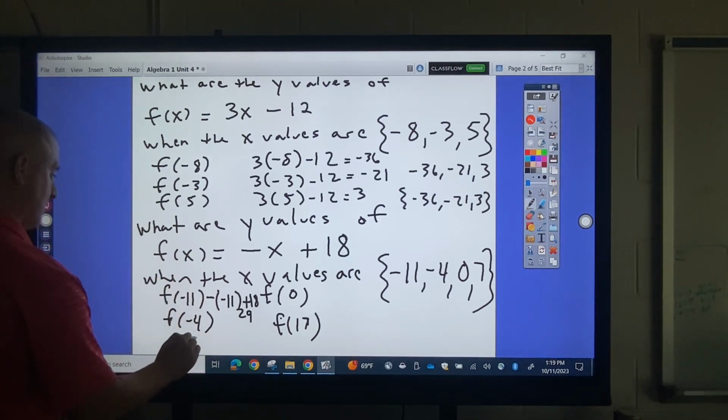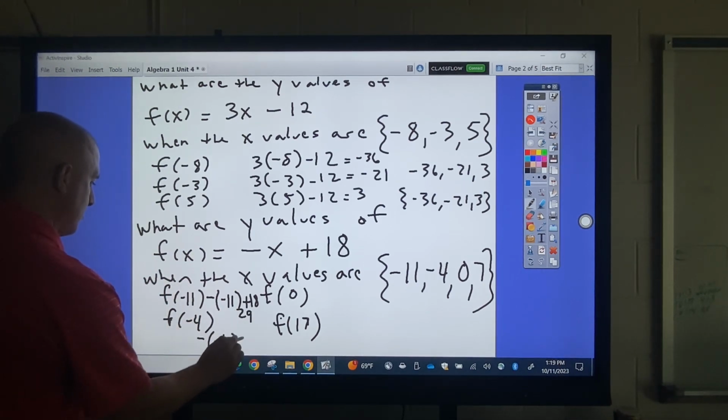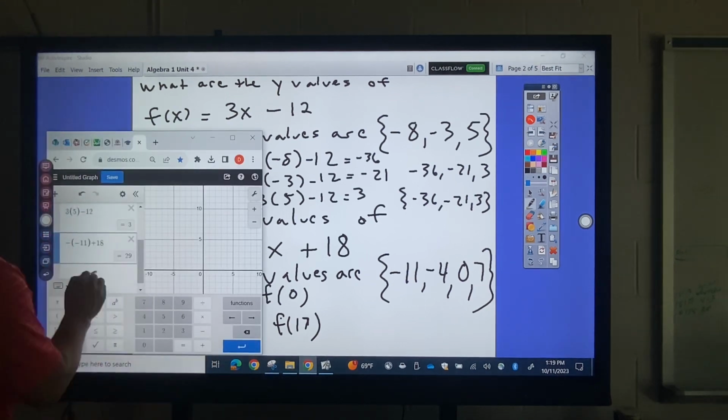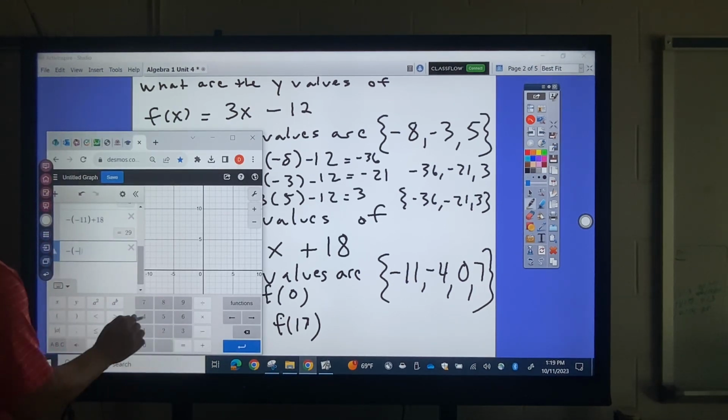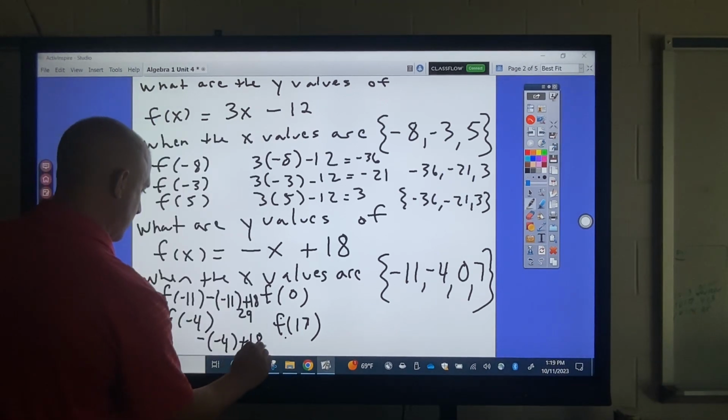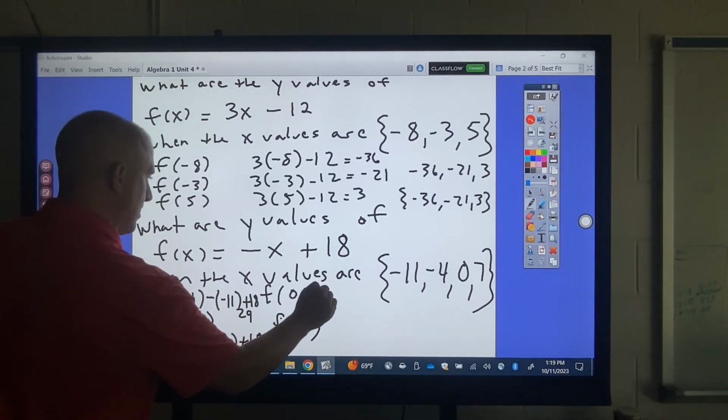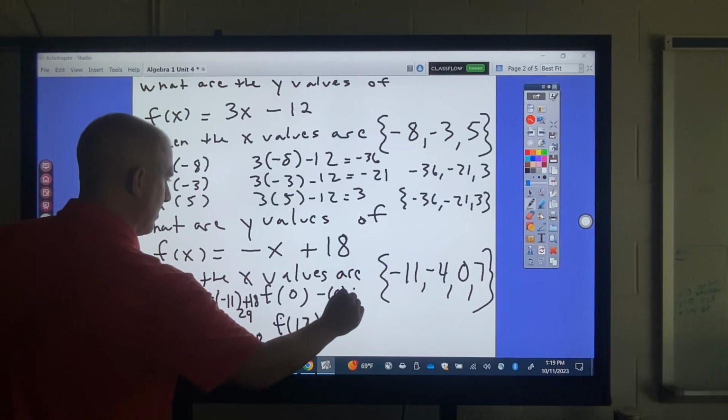Okay? All right, so negative, negative 4 plus 18. Okay, negative, parentheses, negative 4, plus 18. Gives me 22. Okay, f of 0, so that would be negative with the 0 plus 18.